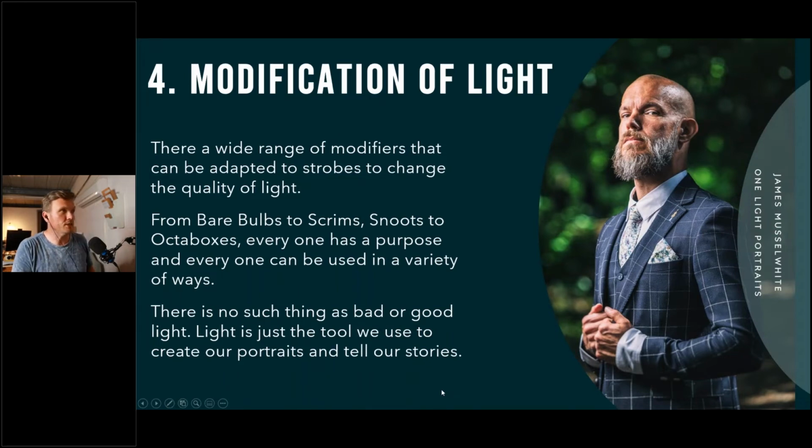Lastly, the modification of light. There is a wide range of modifiers that can be adapted to strobes to change the quality of light, from bare bulbs to scrims, snoots to octoboxes. Everyone has a purpose and everyone can be used in a variety of ways. There's no such thing as good or bad light. Light is just the tool we use to create our portraits and tell our stories.